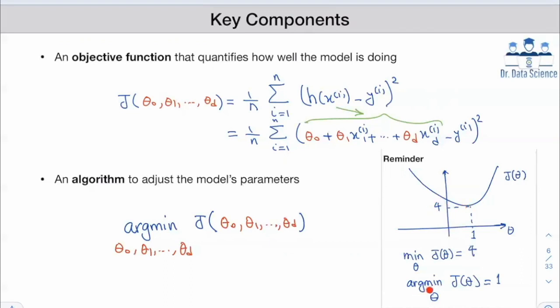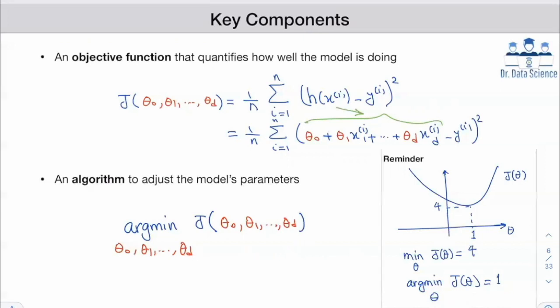But when we say argmin, it means for what value of theta, or what value of input, this function reaches its minimum value, and the solution is 1, right? So for theta equals 1, this function reaches its minimum value. And that's what we really need here, right?